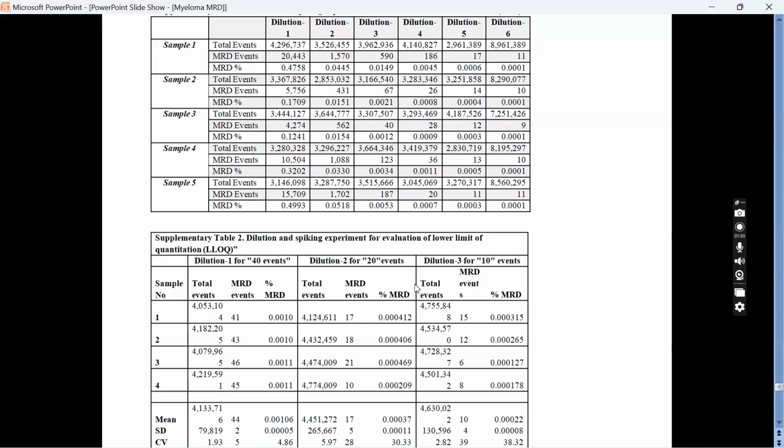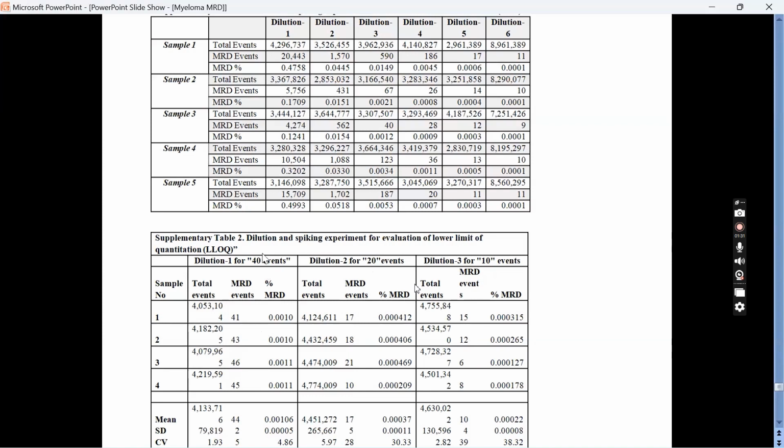Okay, you can see here. When they take 20 events as the LLOQ, when they are checking for MRD events, it is not as reproducible as when it is fixed at 40 events. For 20 events, the CV increases to 28%. And when it goes to 10 events, it is even worse, 39% CV. But we need a CV of less than 20%. So here, 28% is more than 20.